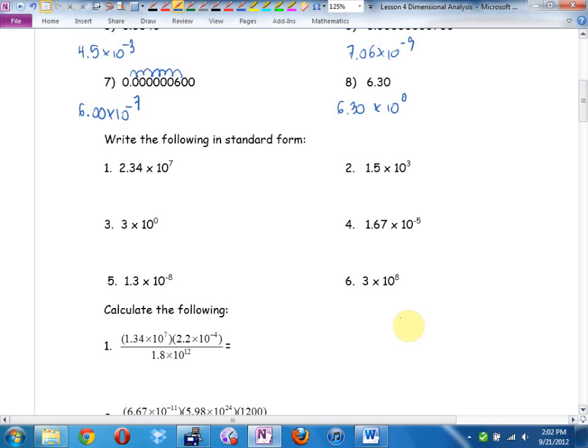Write the following in standard form. I write the first digit. Stefan, what's the exponent on the 10? I'm going to go like this: 1, 2, and then fill the rest in with zeros. 3, 4, 5, 6, 7. It's 23,400,000.